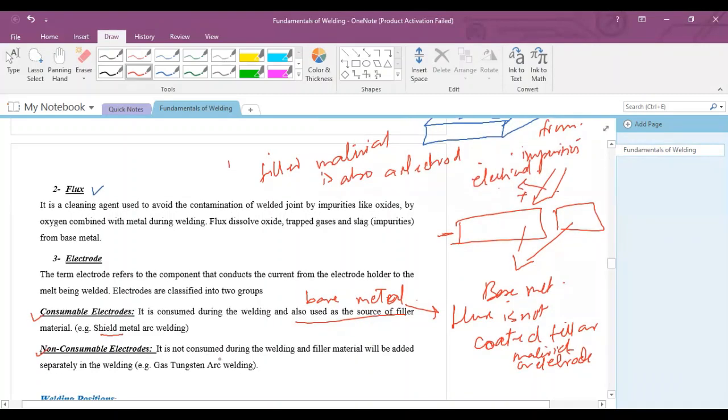A non-consumable electrode is not consumed during the welding, and filler material will be added separately. As I have explained, this is the electrode, and a filler rod or filler wire will be added separately during the welding. In gas tungsten arc welding, this welding type, a non-consumable electrode is used.